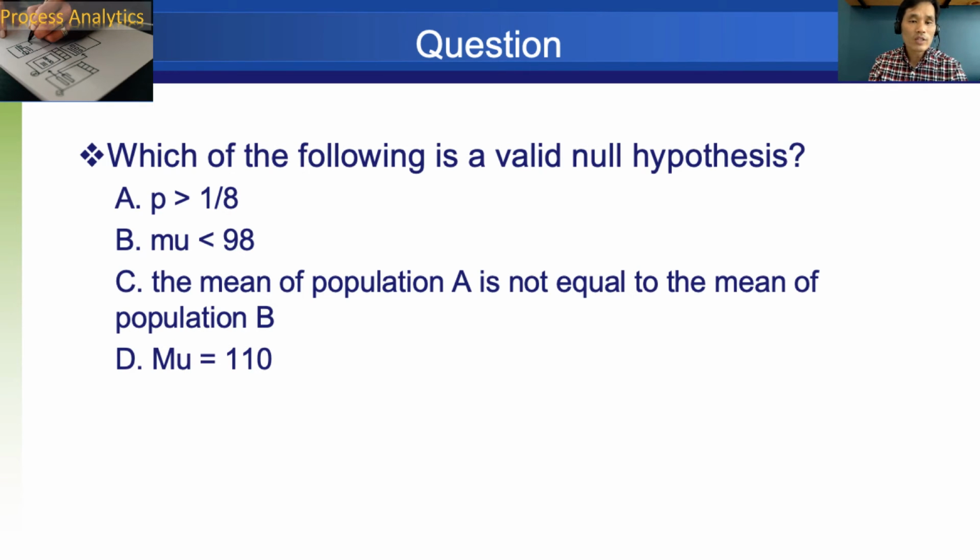Which of the following is a valid null hypothesis? A, P is greater than 1 over 8. B, mu is less than 98. C, the mean of population A is not equal to the mean of population B. And D, mu equals 110. What do you think?